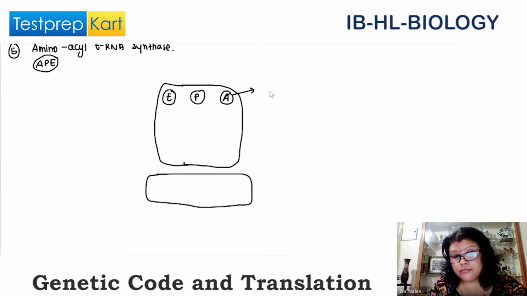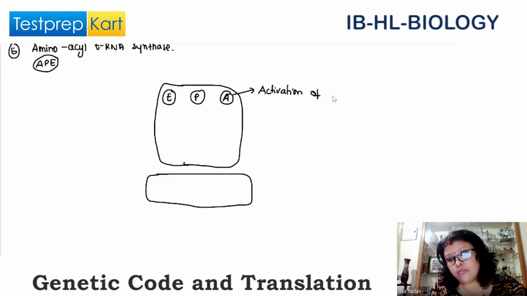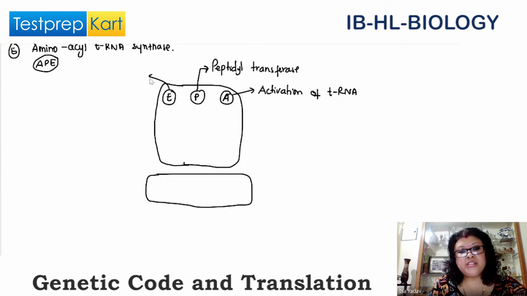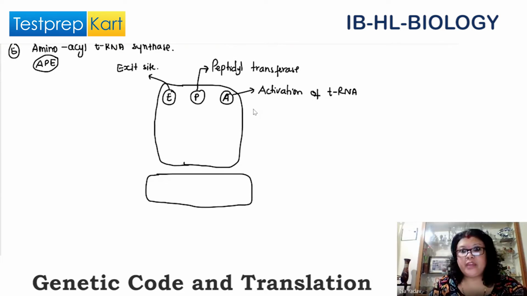Site is where the activation of tRNA takes place. P is the site of peptidyl transferase, and E site is the exit site. So here the tRNA will be activated.